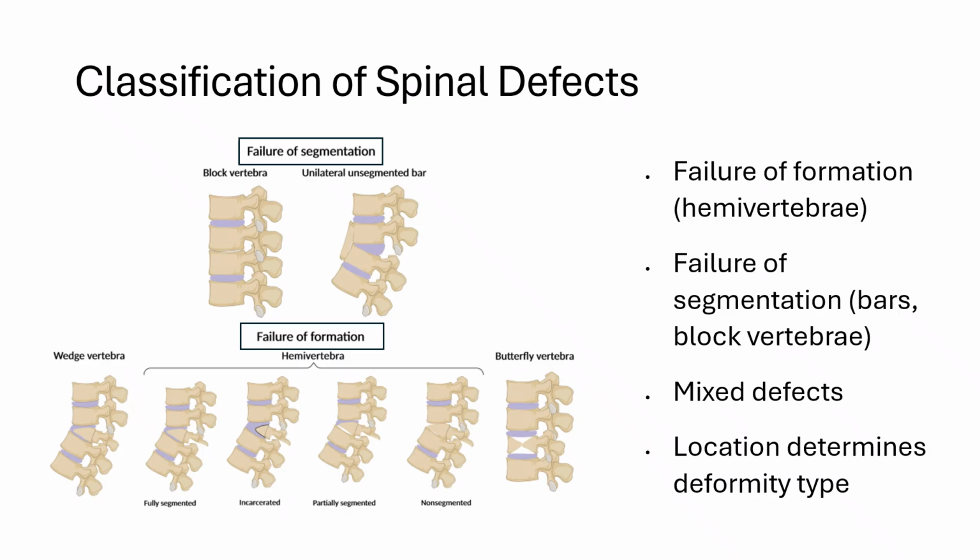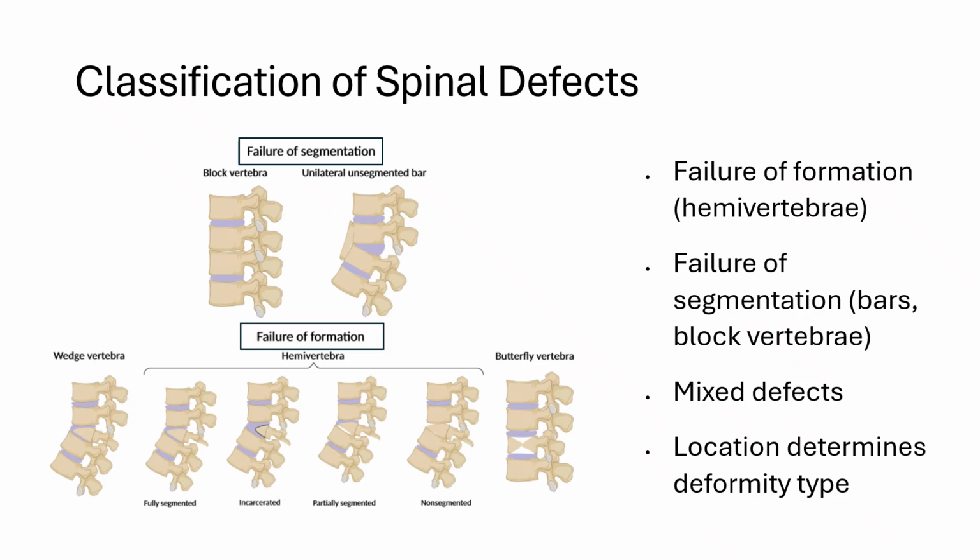Failure of formation creates hemivertebrae, where only half of a vertebra develops properly. Picture this as a construction project where half the building block is missing, creating a wedge-shaped vertebra that tilts the spine toward the defective side. These defects tend to create progressive deformities because the asymmetric growth continues as the child develops.